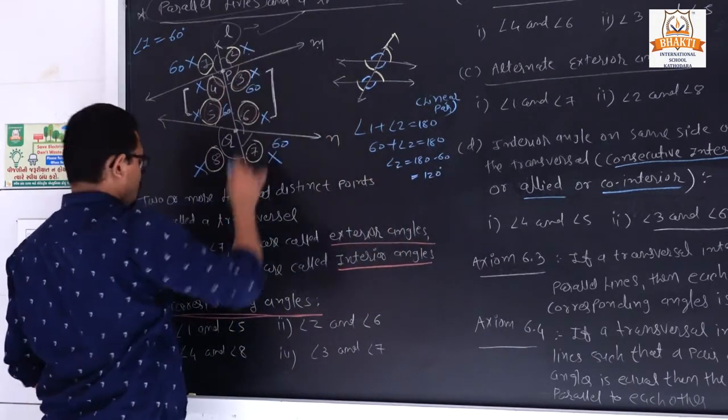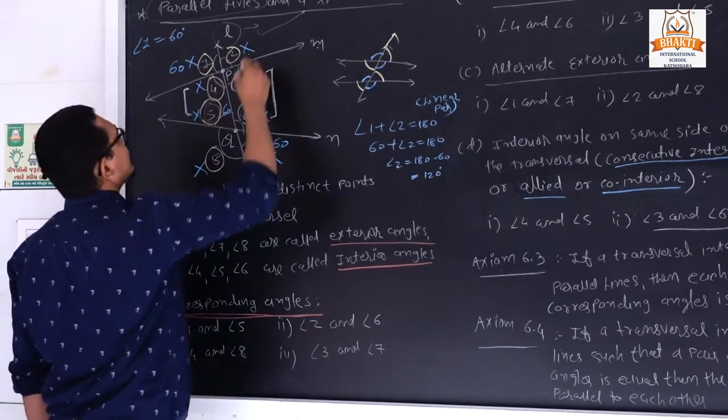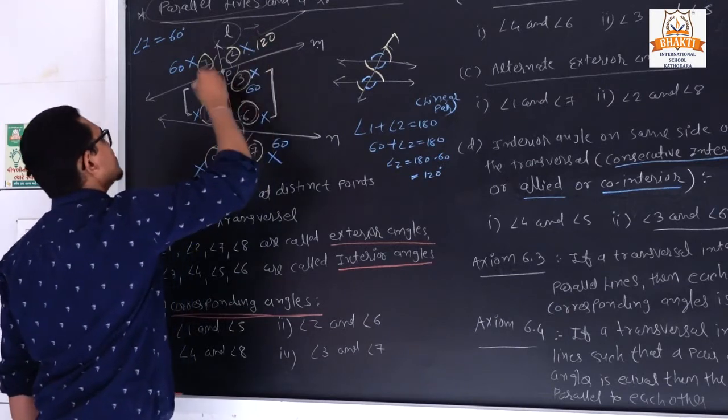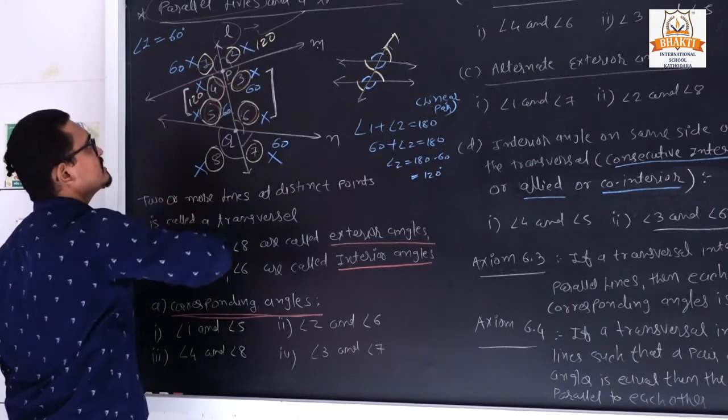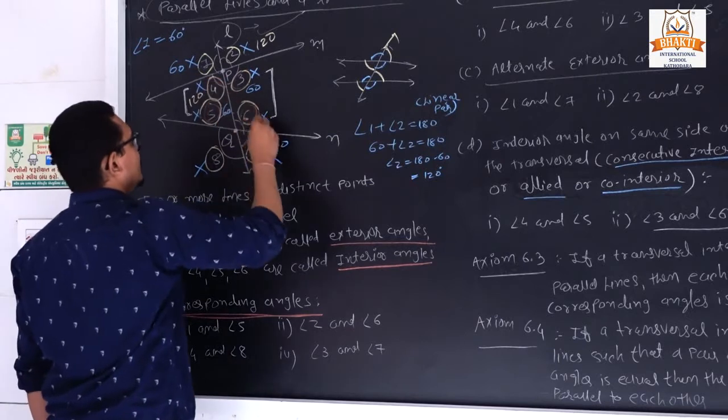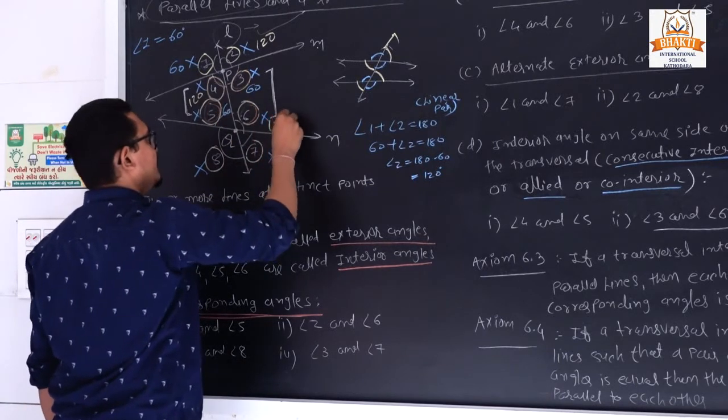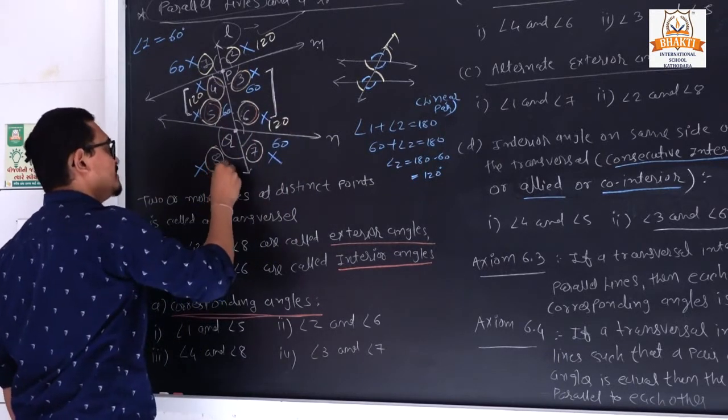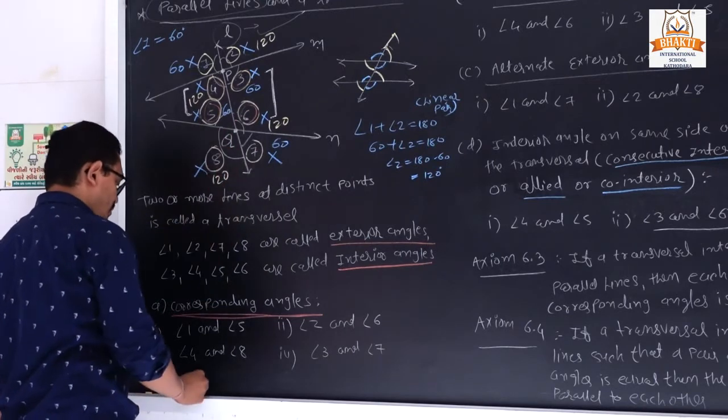So angle 2 is equal to what we can write? 120. So this is also 120 because vertically opposite. This is alternate interior, 120. Once again this is a vertically opposite angle.